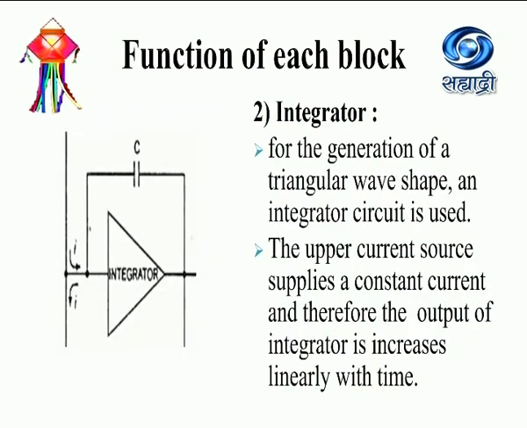Second block, that is integrator. So if you observe this diagram, this is basically an op-amp integrator. The output of this integrator is triangular waveform. So for the generation of triangular wave shape, an integrator circuit is used. So the upper current source supplies a constant current, and therefore the output of integrator increases linearly with time. So that's why this upper current source and lower current source are used to supply the constant current for this integrator, and we will get the charging and discharging of capacitor at the output of integrator. That's why this capacitor is connected in feedback with integrator.